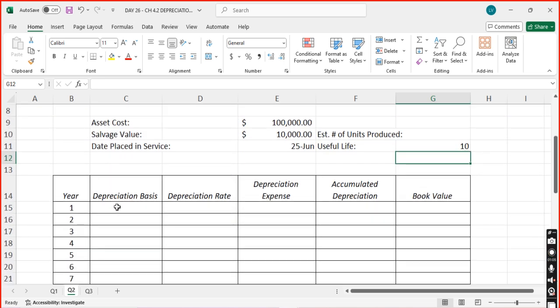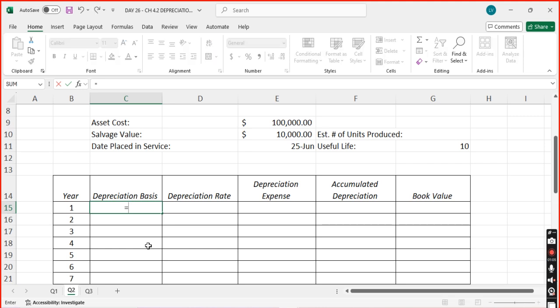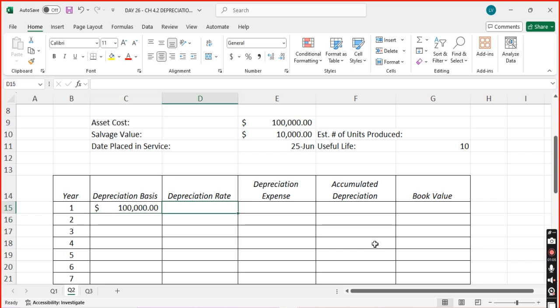So let's go ahead and plug and solve. What's the first one is, what is the depreciation basis for year 1? $100,000, right? Because we said it's beginning of the year book value. Since we never depreciated before, your first year will always be your asset cost. What is my depreciation rate going to be? 20%. It's going to be 1 over the estimated useful life of 10 years multiplied by 2 because you're double declining it. So that should be 20%.